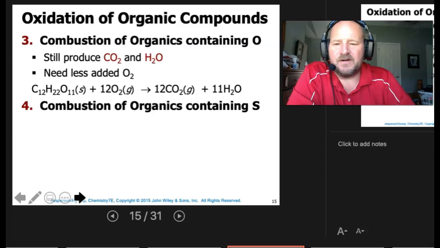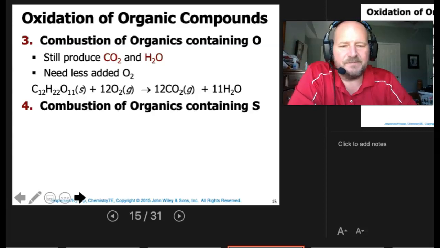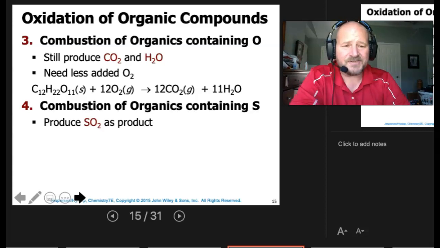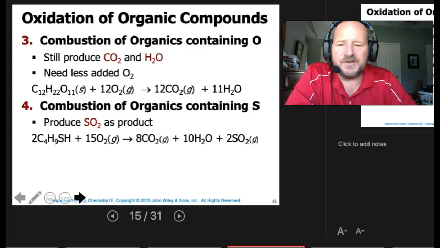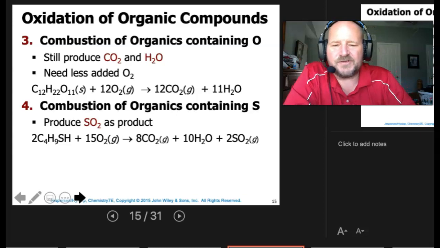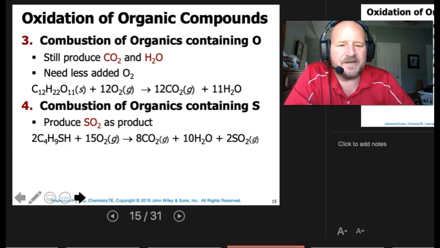We can also burn organics containing sulfurs in them, so like mercaptans. When that happens, we're going to be producing SO2 along with our CO2 and our water. So you'll still get your two products, CO2 and H2O. It's just now we're also going to get some SO2 in the mix there.